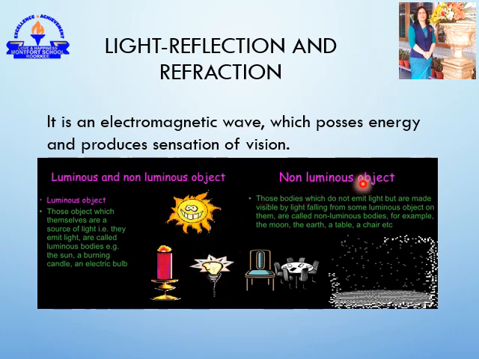Non-luminous objects are the objects which do not emit light, but when light falls on them, they are visible to us. Hence, examples for non-luminous objects are moon, earth, table, chair, pen, pencils around us.